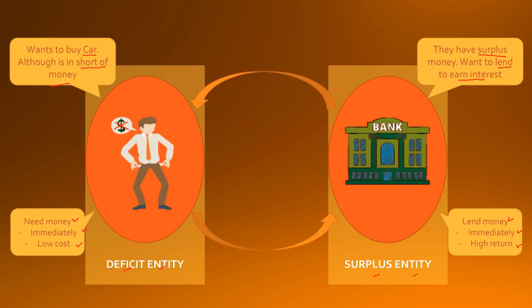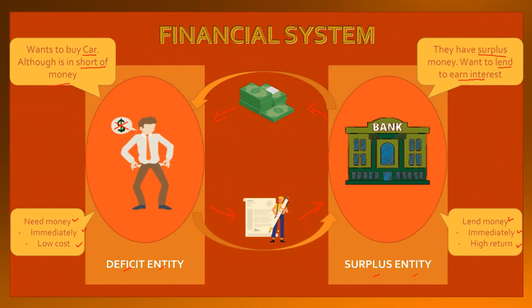Now, if we have a mechanism by which these two entities can meet and be helpful to each other, the money would flow from the bank to this individual and fulfil the emotional benefit of buying a car, and simultaneously this individual would sign the documents and give them to the bank, authorizing that he has taken a car loan. Now, this is a very simple example of a financial system.